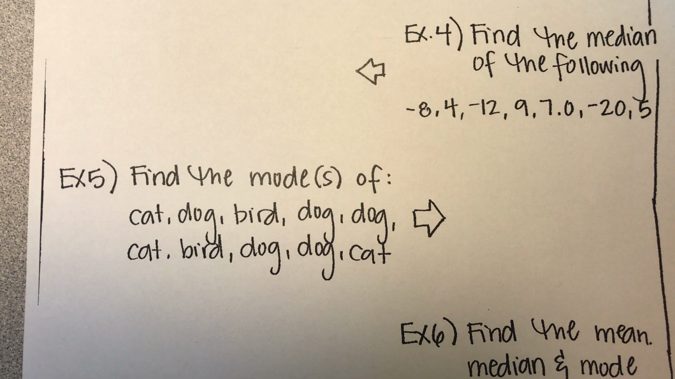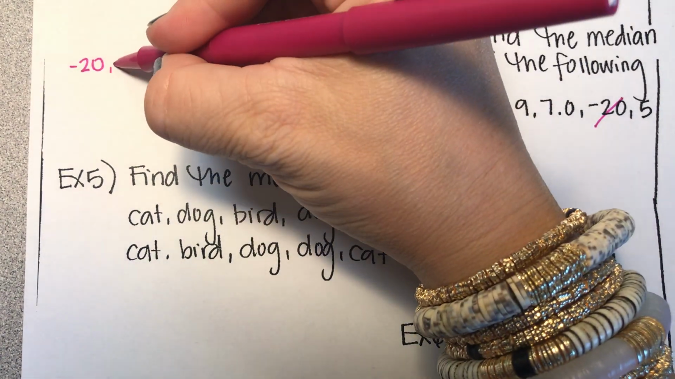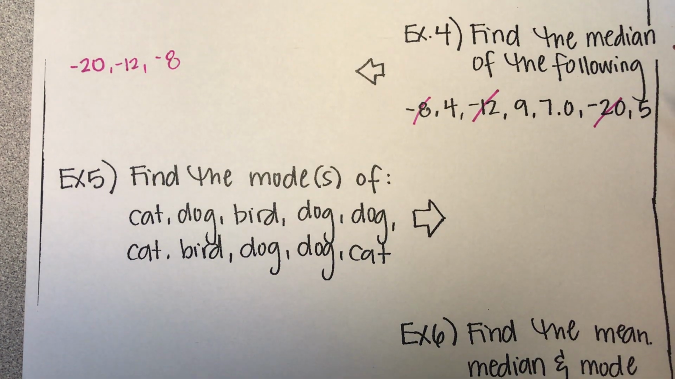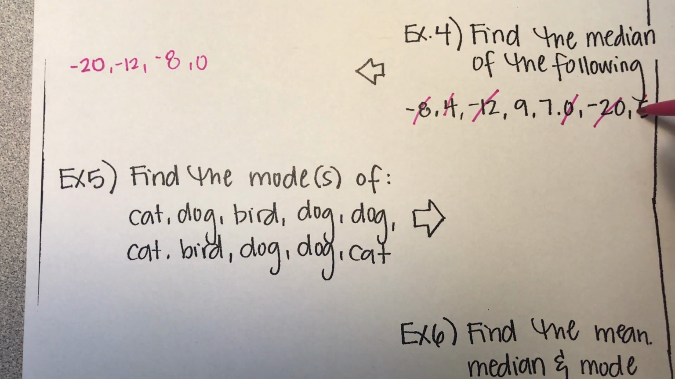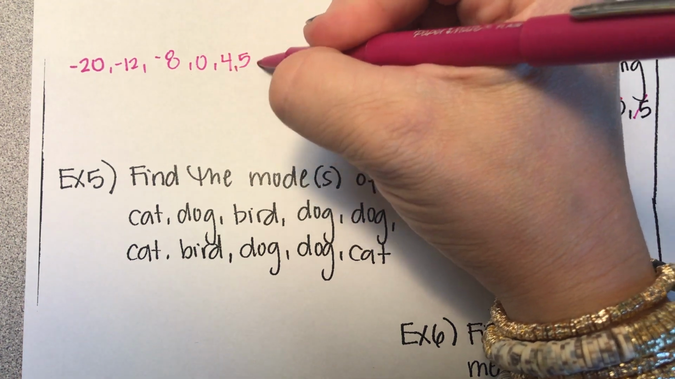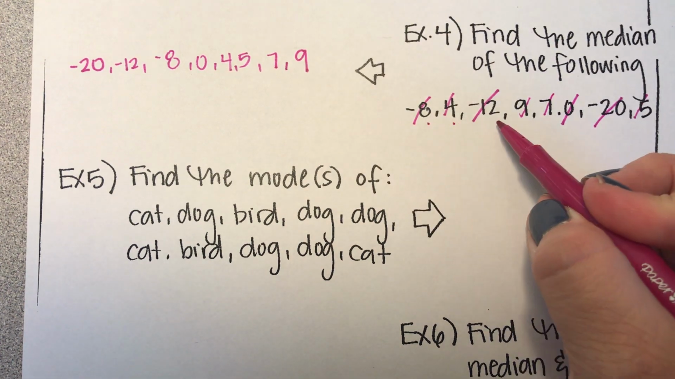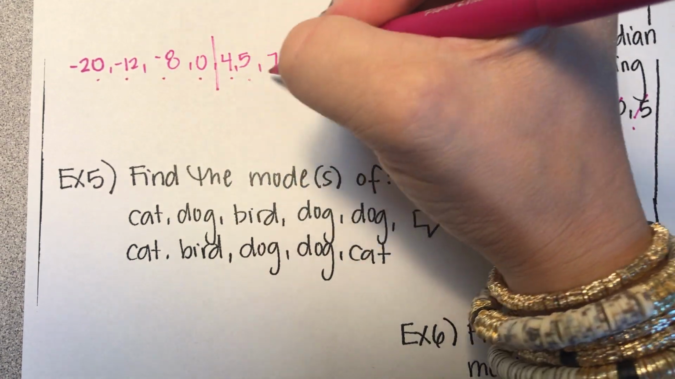Number 4 says find the median of the following, and then we're given this big set of numbers. So the first thing we're going to do is start with the smallest. So that's negative 20. Okay, then negative 12, then negative 8. Okay, are there any other negatives? Nope. So then it just goes 0, 4, 5, and then 7, 9. Okay, so I should have 1, 2, 3, 4, 5, 6, 7, 8.